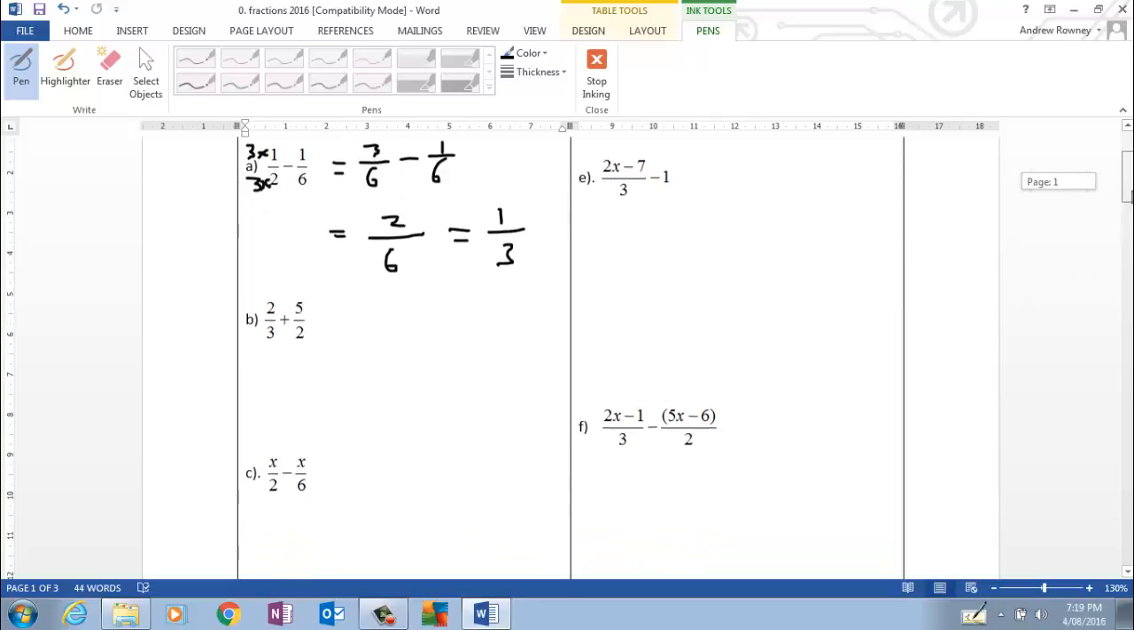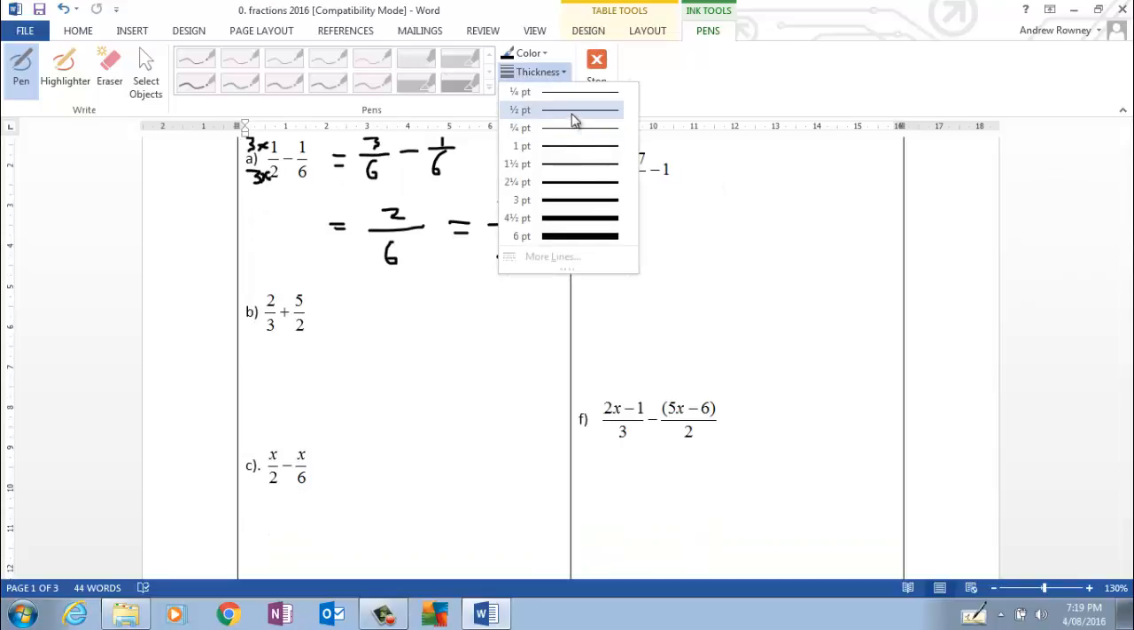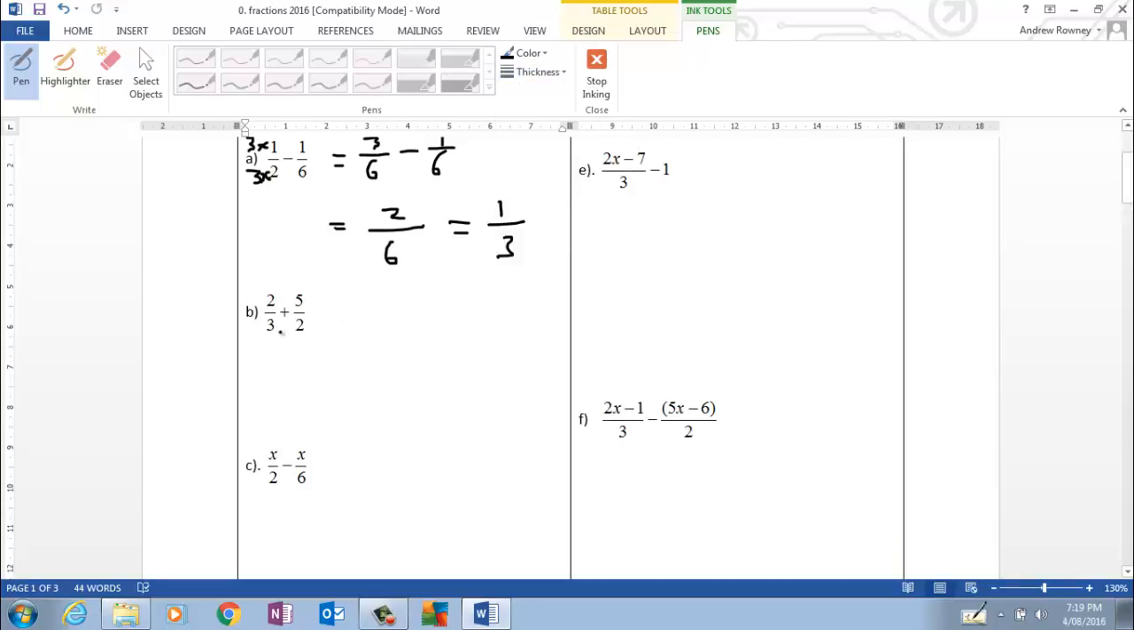The next one is adding. We have to get these to be the same number. Now in the top one, we could get them both to 6 just by multiplying one of them by 3. But here we can't get 3 to 2, we can't get 2 to 3, but we can get them both to be 6 by multiplying this one by 2, which means we times the top by 2, and we multiply this one by 3, which means we times the top by 3.